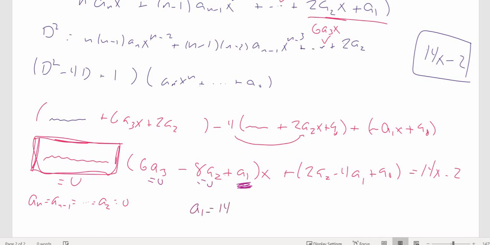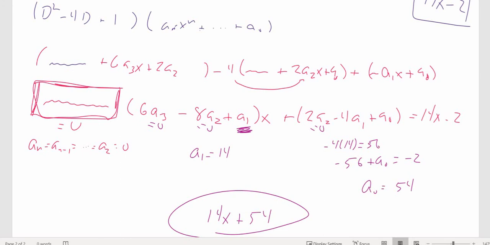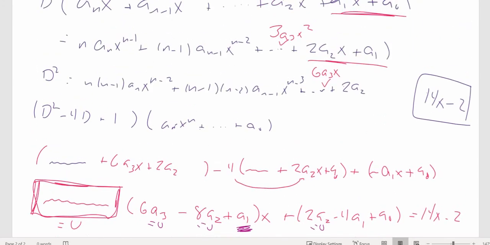So that tells me a1 has to be 14. And if a1 is 14, this is 0, negative 4 times 14, let's see, that would be 56. So this part tells me that negative 56 plus a naught has to equal negative 2, which means that in this case a naught is going to equal 54. So the only polynomial that has that 14x minus 2 as its image is 14x plus 54. Okay. So I skipped over a lot of little details you might want to write out, which I think you can do, but maybe they'll help a little bit.